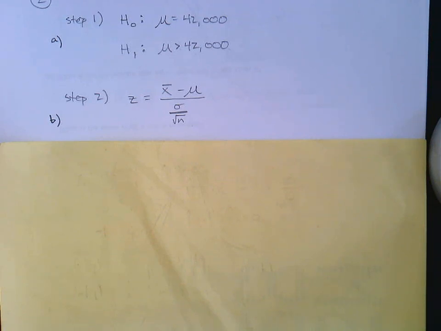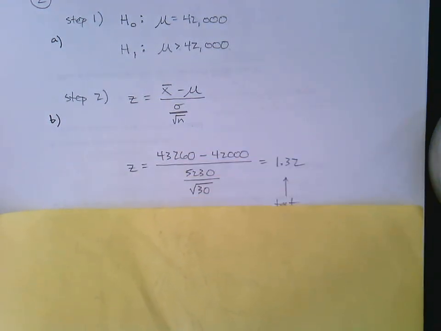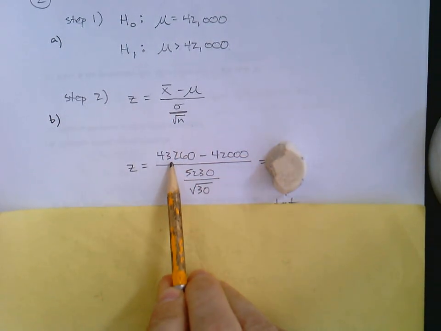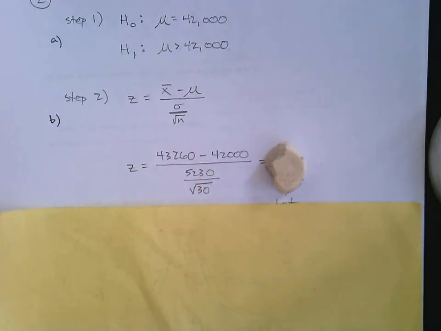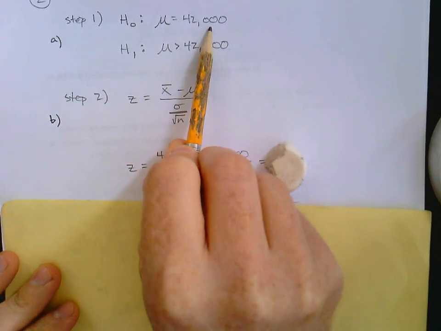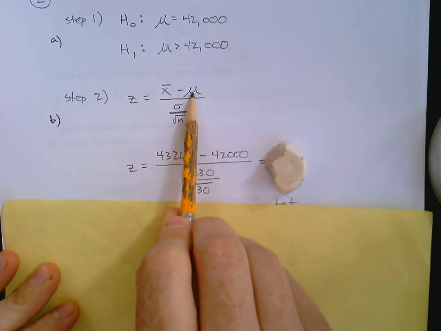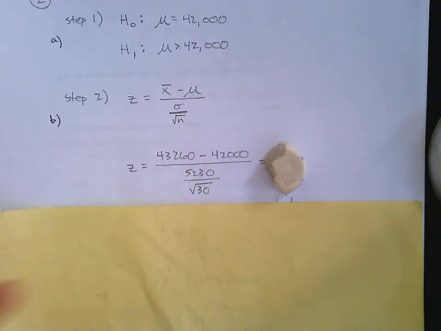Finally, that's where we use the 43,260. So that x bar, 43,260. Minus mu. What do we put in for mu? Okay, and you can see it's the 42,000. Why? Again, right, we assume the null hypothesis. So we assume that mu equals 42,000. So, okay, well, if we're assuming mu equals 42,000, then I can just replace that with 42,000.